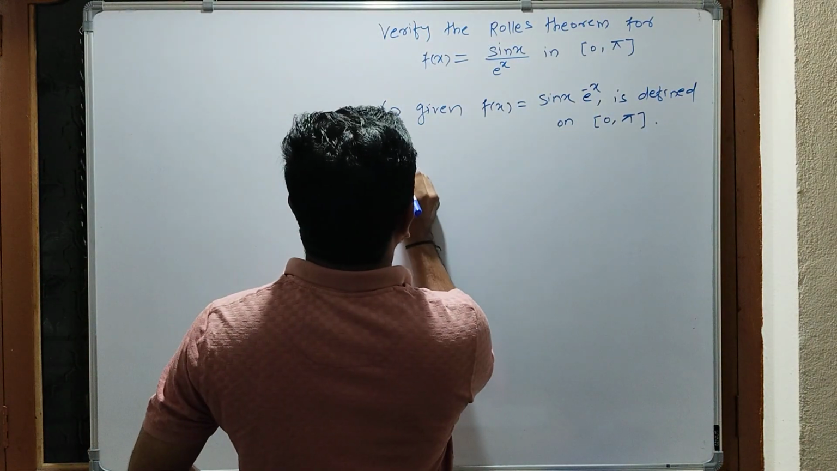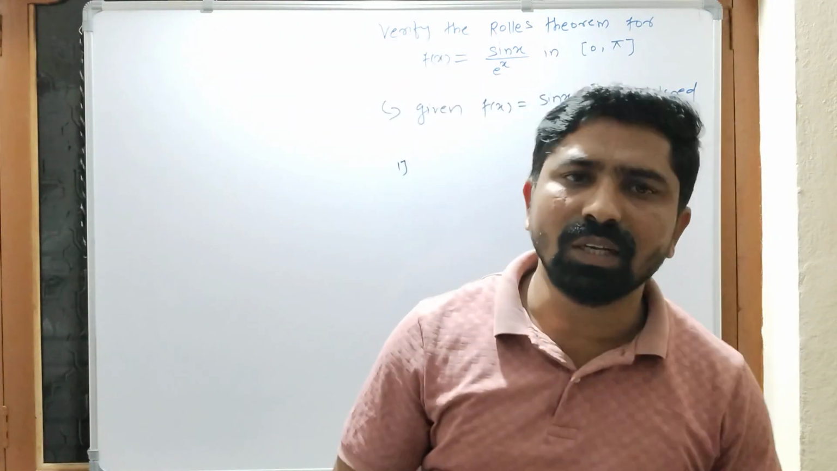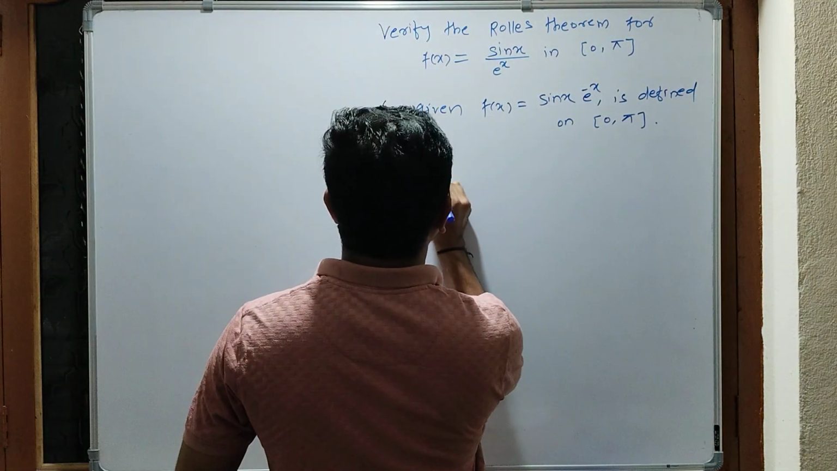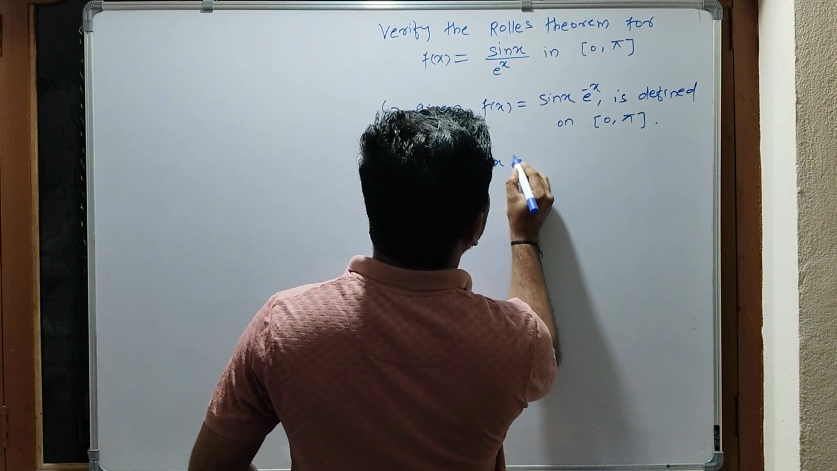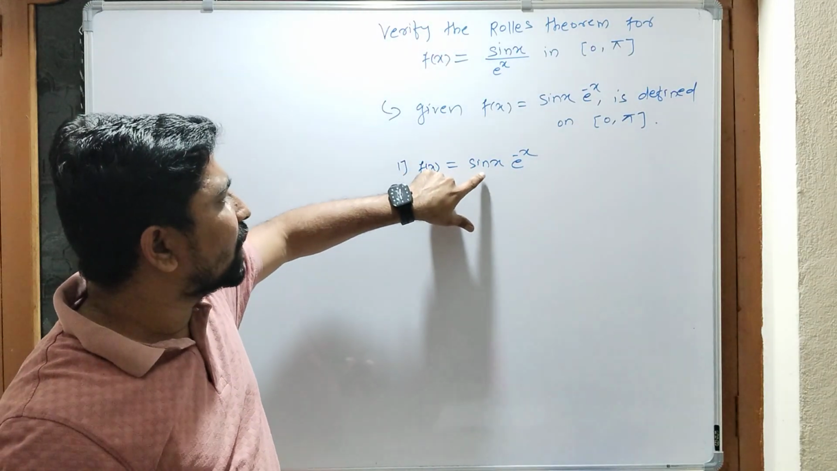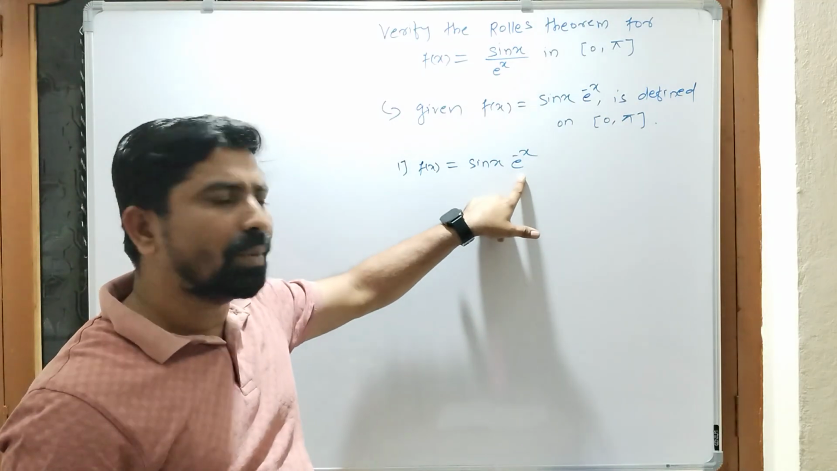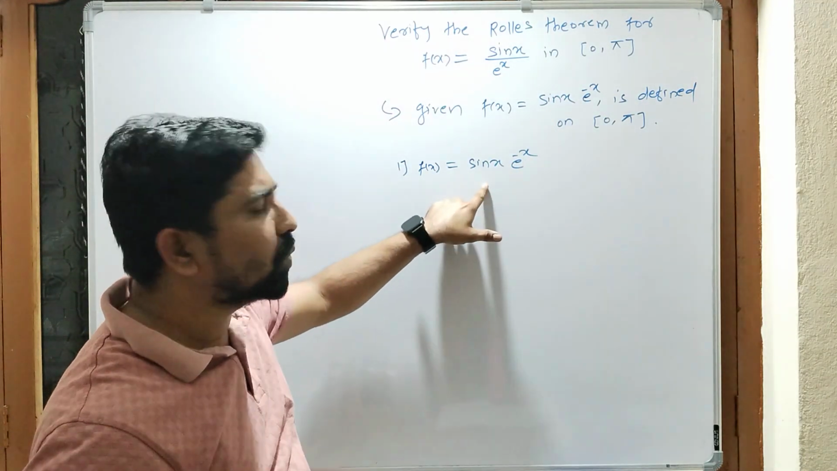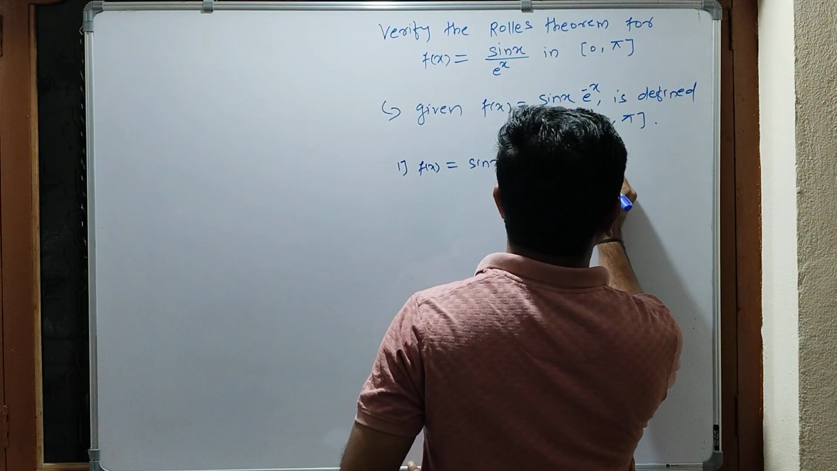So the first condition of Rolle's theorem says to check whether the given function is continuous on the closed interval a, b or not. So here f of x equal to sin of x into e power minus x. Let's say this is my f1 of x, which is continuous, being a trigonometric function, and let's say this is my f2 of x, e power minus x, which is continuous as an exponential function. So the product of two continuous functions is continuous.